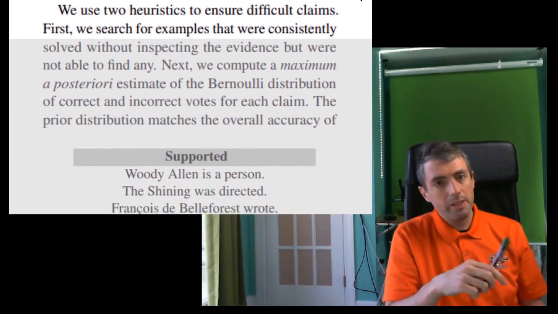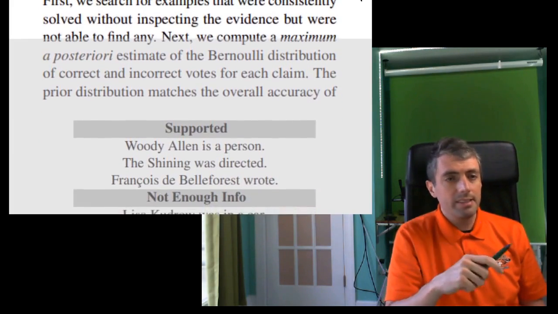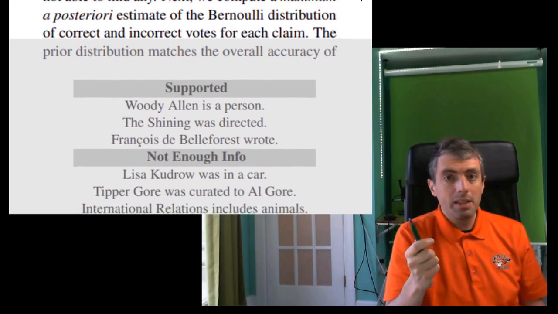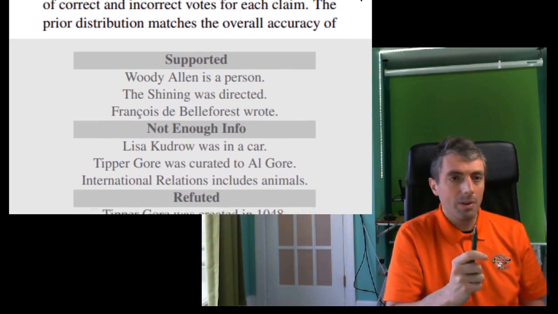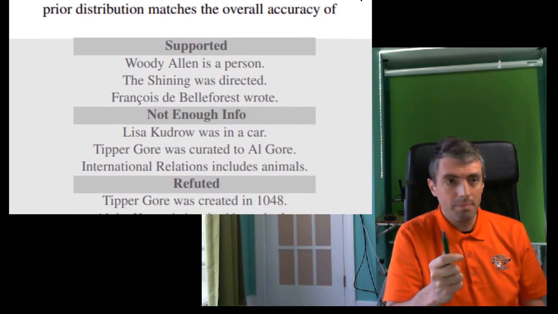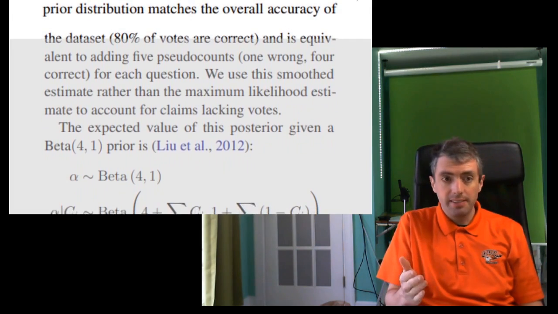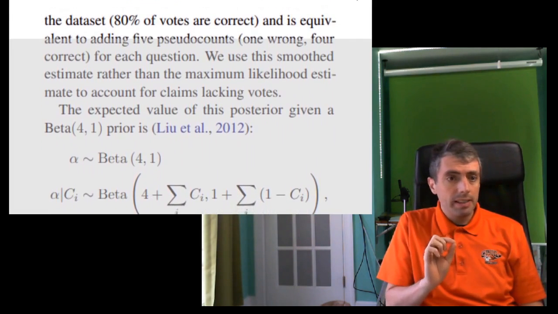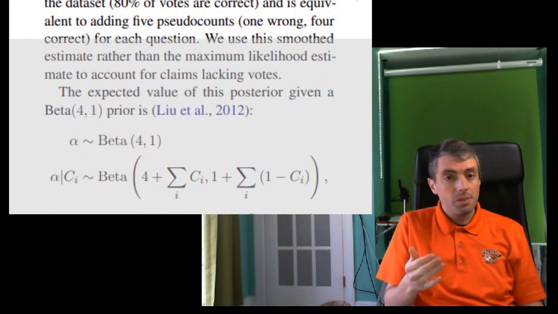We use 2 heuristics to ensure difficult claims. First, we search for examples that were consistently solved without inspecting the evidence, but were not able to find any. Next, we compute a maximum a posteriori estimate of the Bernoulli distribution of correct and incorrect votes for each claim. 5 pseudo-counts, 1 wrong, 4 correct, for each question. We use this smooth estimate rather than the maximum likelihood estimate to account for claims that lack votes.